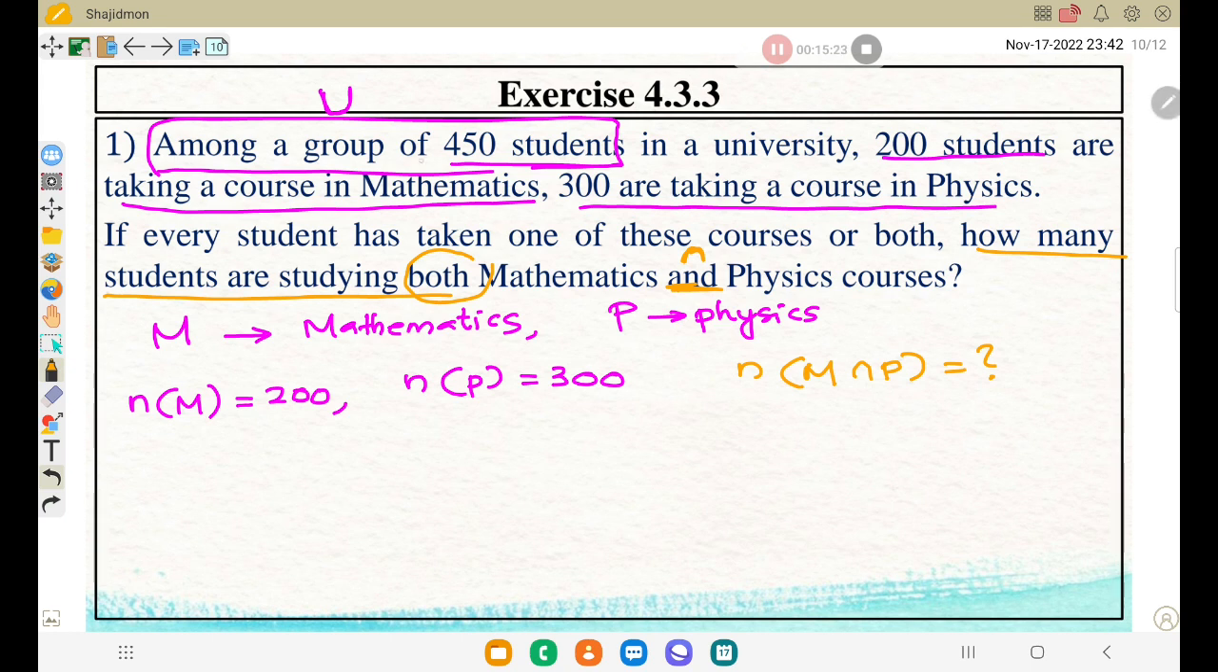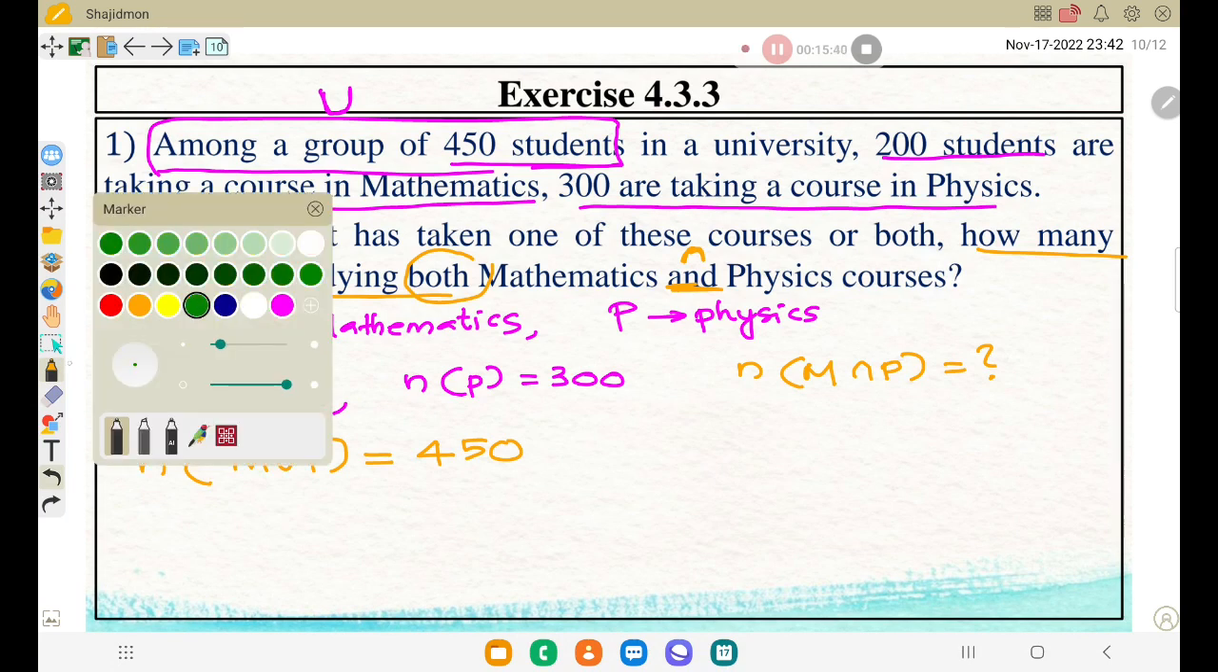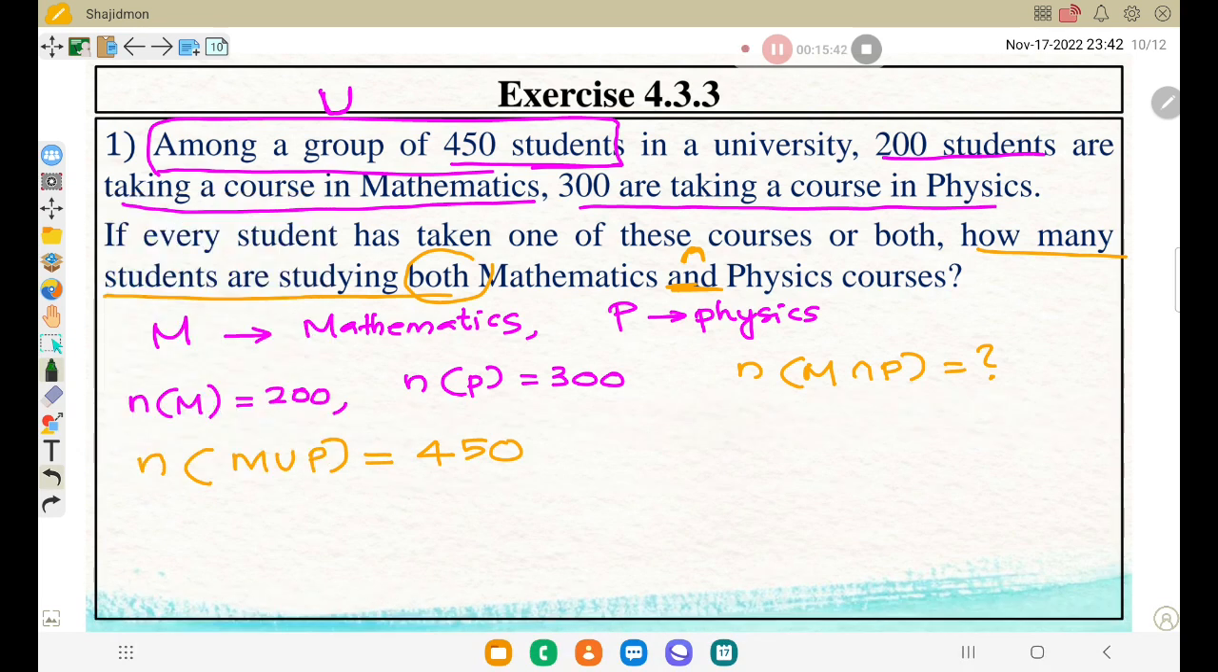Now first number, what is the meaning? Among the group of 450 students means, as I told you, number of mathematics union physics. Group means union, 450, correct? Complete students, 450 students. So what is M intersection P? That is the question here. So we can answer the question.